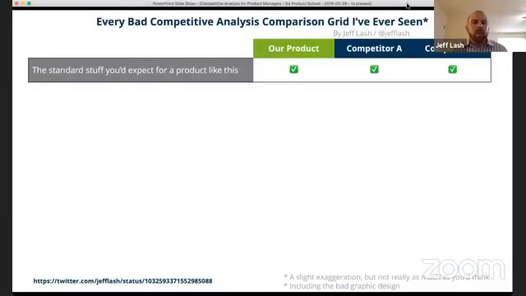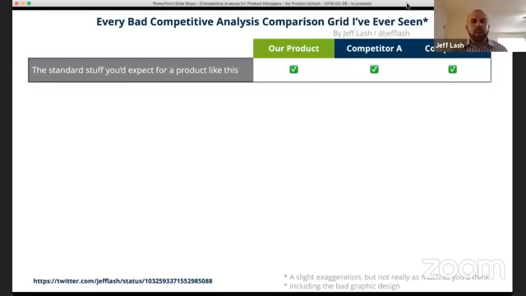So I put this up on Twitter a couple months ago, and it has been by far one of my most popular tweets ever. I think it just hit a nerve with people. Basically, it came from seeing a lot of competitive analysis grids over the years and just seeing all the problems with them. So by competitive analysis comparison grid, what I mean is we've all seen that chart, right? It's on a flyer, it's on a website, it's in some marketing materials, and it basically shows your product versus, or the company's product versus other products.